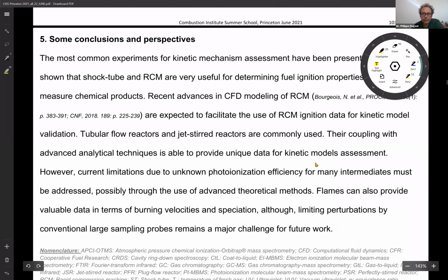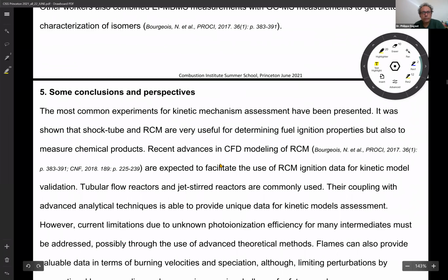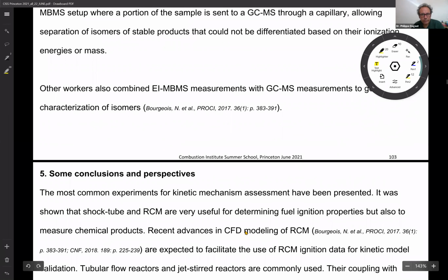Flames can also provide valuable data in terms of burning velocity, especially nowadays with the new data, which are stretch corrected, but also through speciation. Although, as I just mentioned, there are limitations due to perturbation by conventional large sampling probes, and this remains a challenge for the future. I really do believe that there is some progress that can be made in this area in the future, especially by combination of computations and experiments. They should go together.